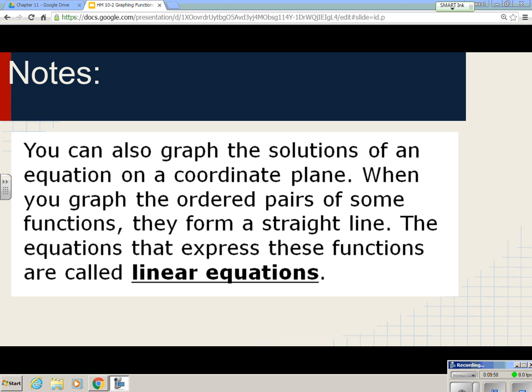So we can also graph the solutions of an equation on a coordinate plane. When we graph the ordered pairs of these functions, they should form a straight line. If they do, then we know that that is a linear equation. It means they're equal all the way across the line. You're consistent. So what I want you to do is make sure you get at least that last sentence down. The equations that express these functions are called linear equations. But I would encourage you to write the whole paragraph if you could.